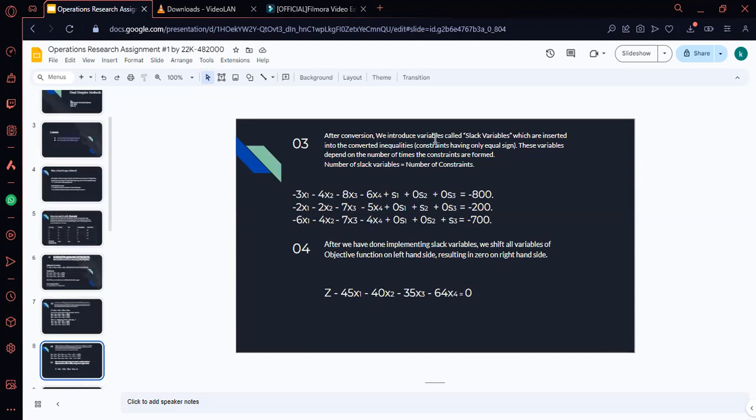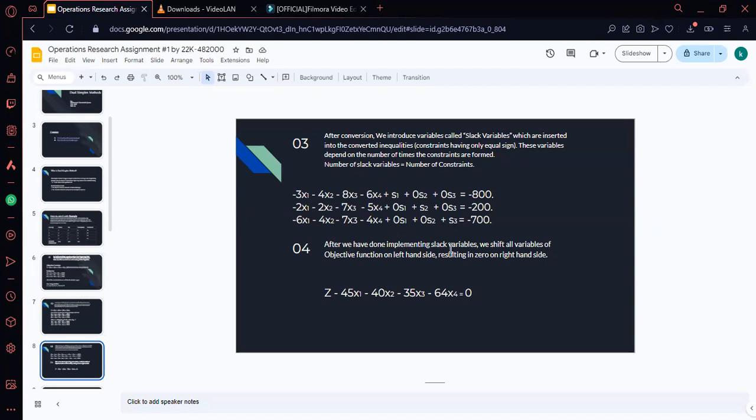After this conversion, we will introduce variables called slack variables. Slack variables are used in further solving for the dual simplex method, and they are added according to the number of constraints. For example, x1, x2, x3, and x4 are repeated 3 times, so 3 slack variables will be inserted: s1 in the first equation, s2 in the second equation, and s3 in the third equation.